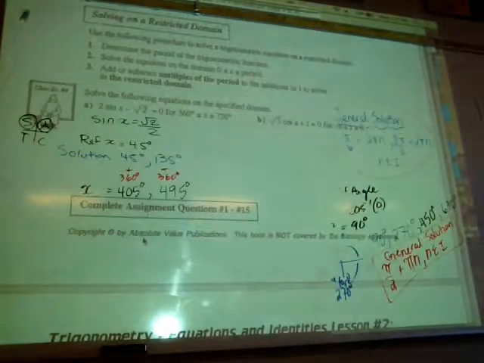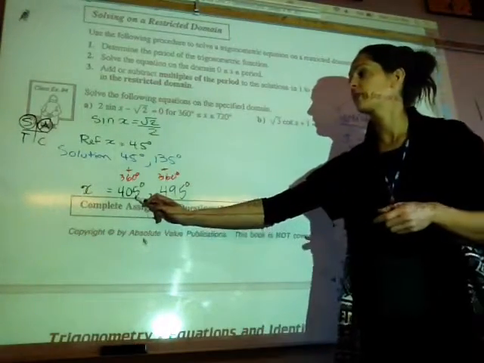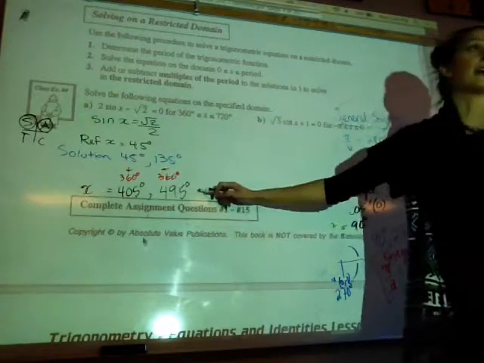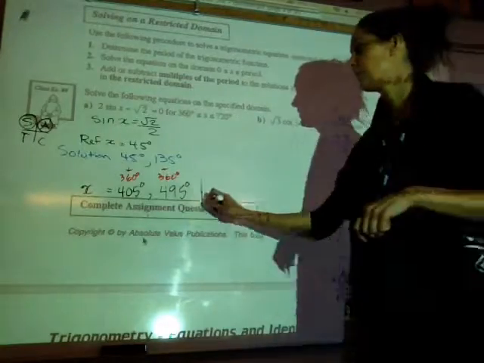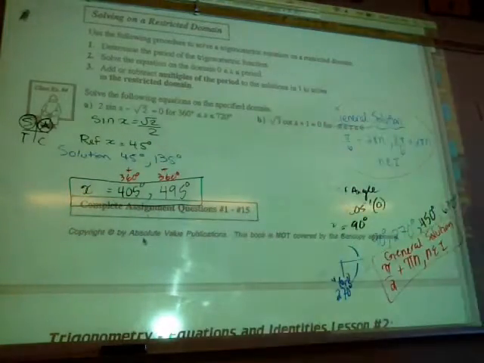Now, let's see if we can go further. Okay, if you add 360 to 405, will we be outside of the domain? Yes, and it's the same if we added 360 to 495. Okay, so this would be our final solution within the specified domain.